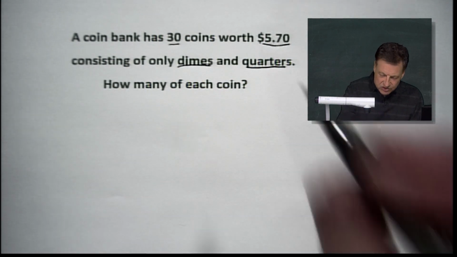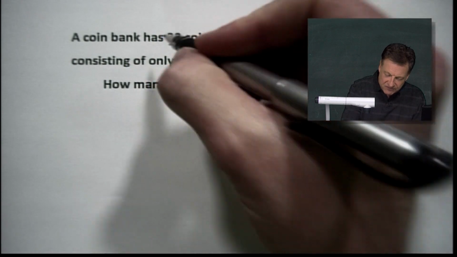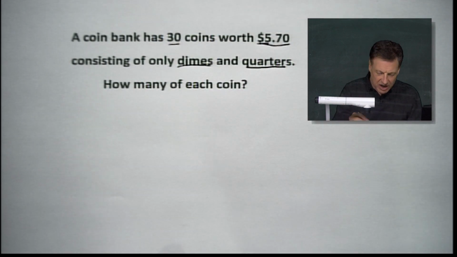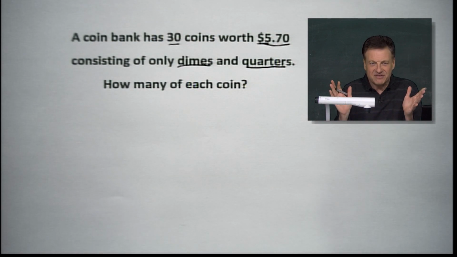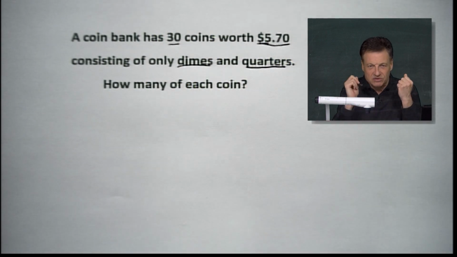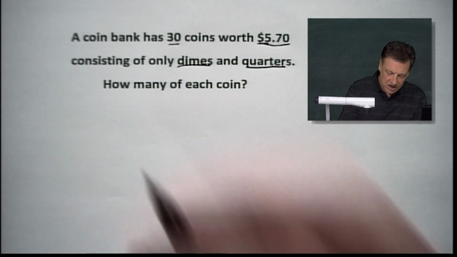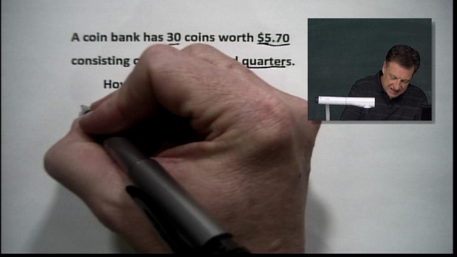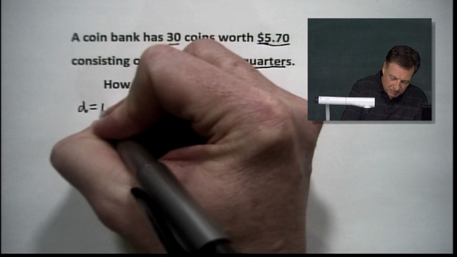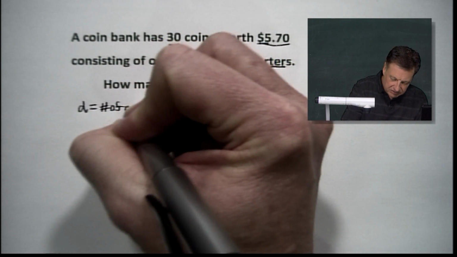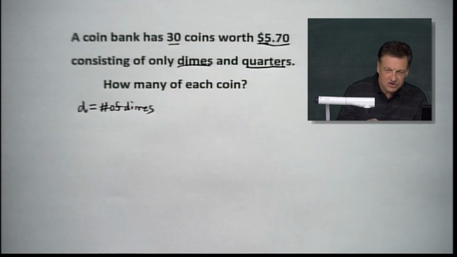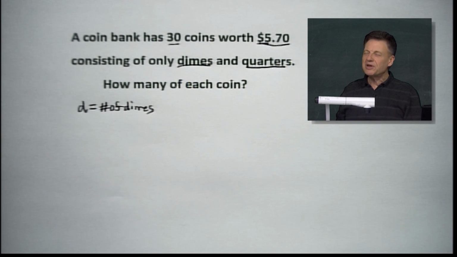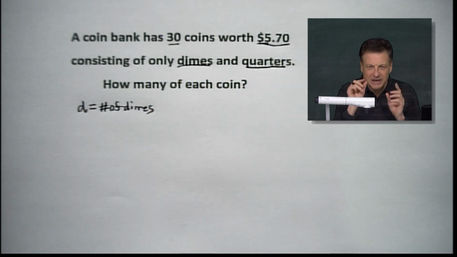So the storyline goes, again, important numbers, obviously we have 30 coins total. So I've got to define a variable. I've got two things I don't know. I don't know the dimes, I don't know the quarters. So what I'm going to do is let D equal my number of dimes. So far, so good. Are you going to use another variable? That would make two variables, right? We're going to keep it with one variable.